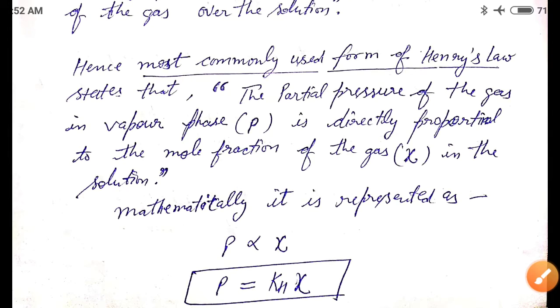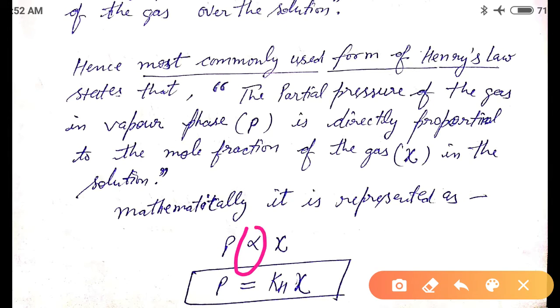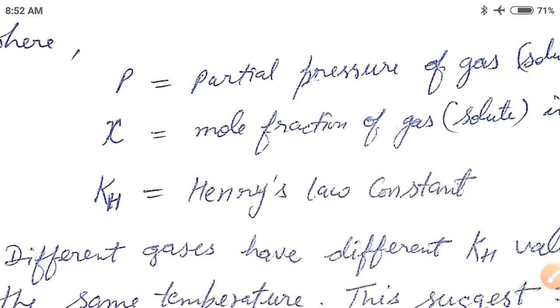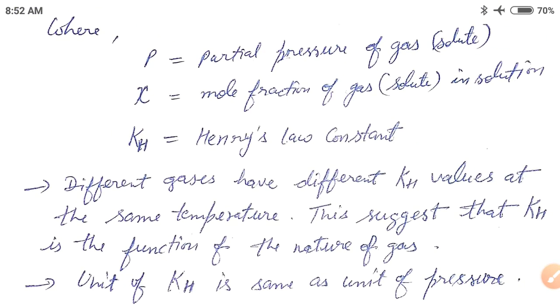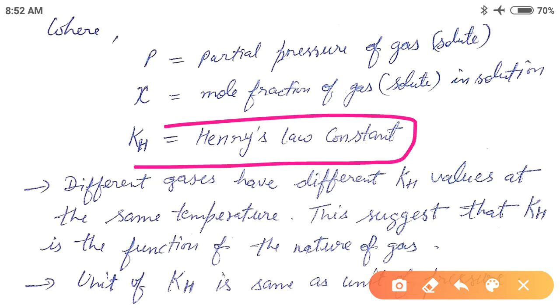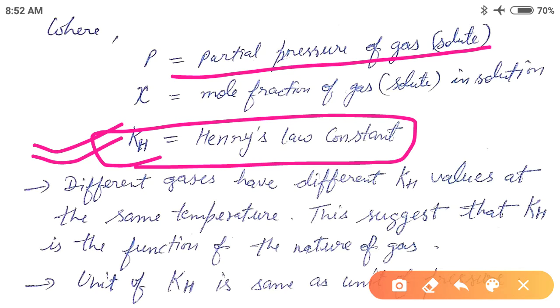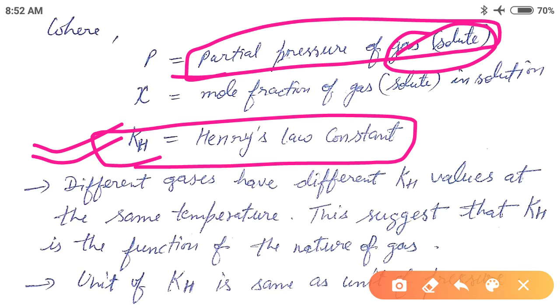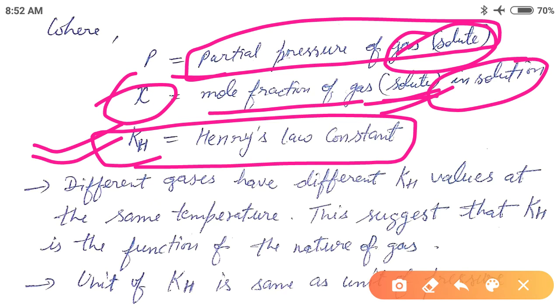When we convert this proportionality sign into an equal sign, we put a constant, that is KH. Now what is KH? KH is the Henry's law constant, and P is the partial pressure of the gas, which here acts as the solute, and chi is the mole fraction of gas in the solution.